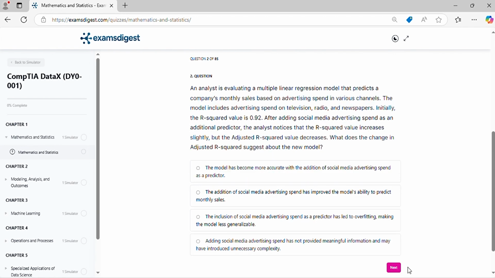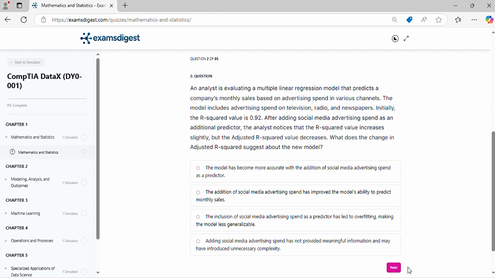Question 2. An analyst is evaluating a multiple linear regression model that predicts a company's monthly sales based on advertising spend in various channels. The model includes advertising spend on television, radio, and newspapers. Initially, the R-squared value is 0.92.